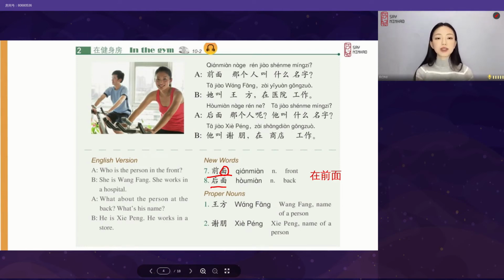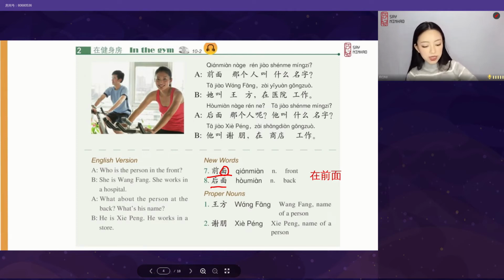I will read it and please listen carefully. 前面那个人叫什么名字？他叫王芳，在医院工作。后面那个人呢？他叫什么名字？他叫谢鹏，在商店工作。Okay, in this text we can see there are many structures we've learned before.